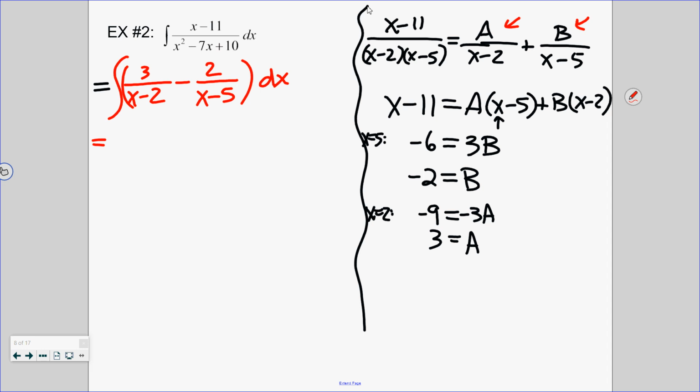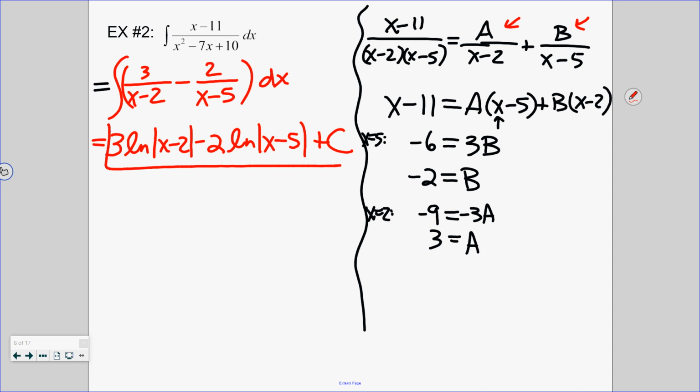So now all I have to do is integrate them. So 3 is a constant, so you can leave it out in front, and then it's 1 over x minus 2, integrate that, ln absolute value of x minus 2, minus 2 ln absolute value of x minus 5, plus c. And again, many different things could be done to check the answer. I would just always leave my answer like this. And then if you need to match it, you'll have to use some log properties and work on that.